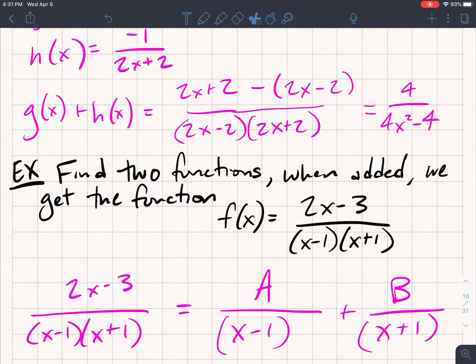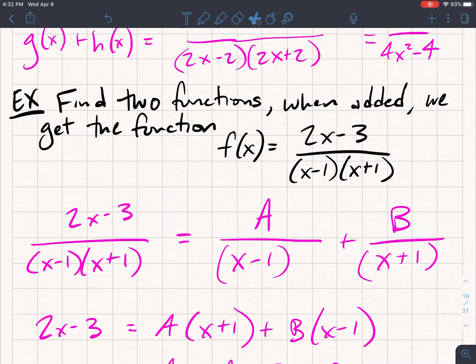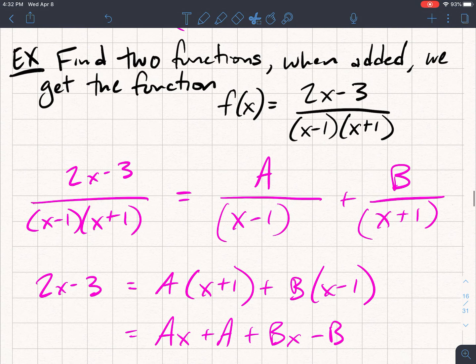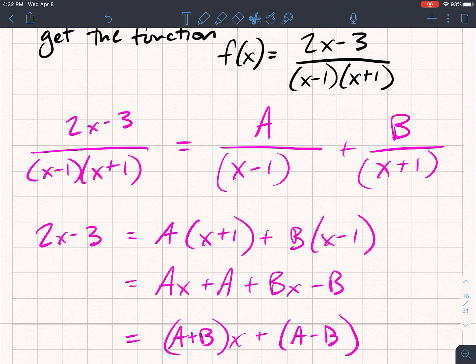Said I got the function f. I want it to equal the sum of two other functions. I know that I want the bottom to be x minus 1 for one of them, and the bottom to be x plus 1 for the other one. I just need to know what the numerators of those two are. So I multiply through by the denominator on the left-hand side, and then distribute the a and b, and then group the coefficients of the constant term and the linear term.